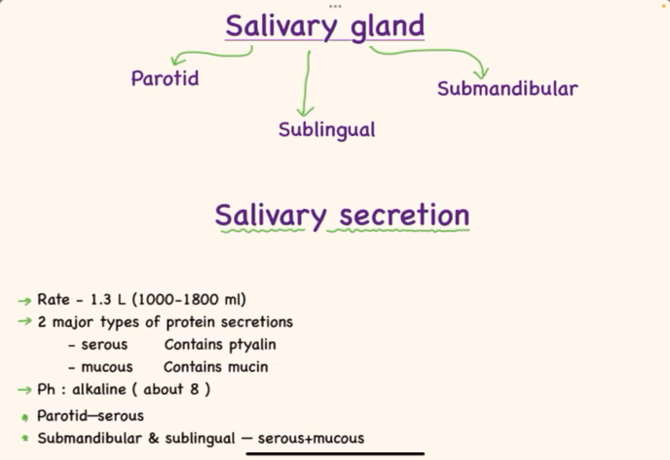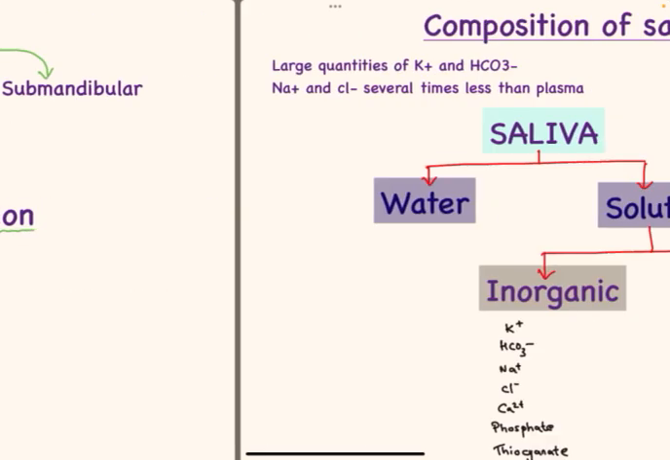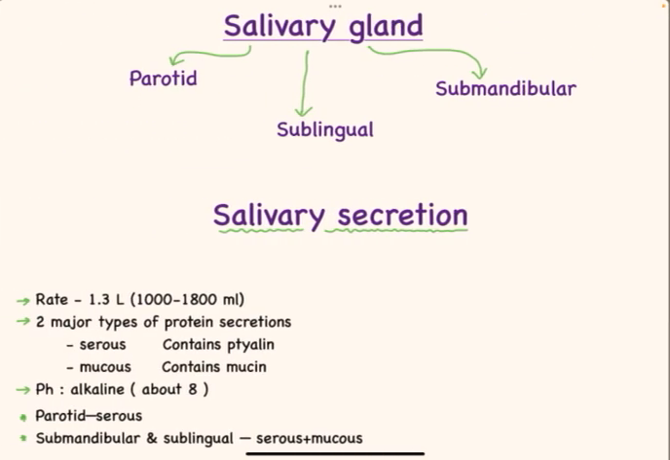Now, two important points here. The parotid gland is a serous gland. That means the parotid gland secretion mainly contains thiolin as the main protein. And the submandibular and sublingual glands are mainly seromucous glands. That means they contain thiolin and mucin as the protein secretion. These are about the salivary gland and salivary secretion.